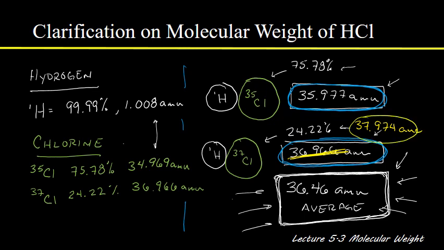Okay, so 76% of them have this mass here, and 24% of them have this mass, not this one. But none of them have this mass. This here is only the average of those other two. Okay, all right. Sorry for that. Let's go on to the next one.